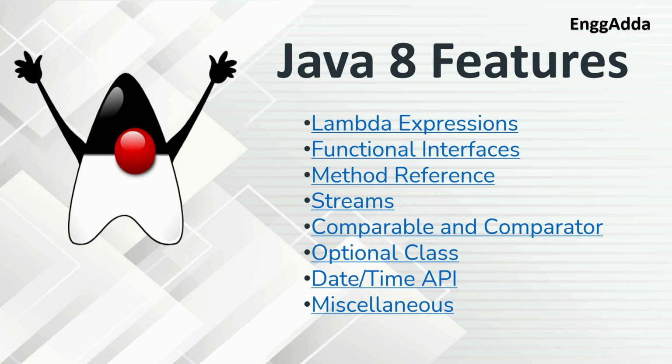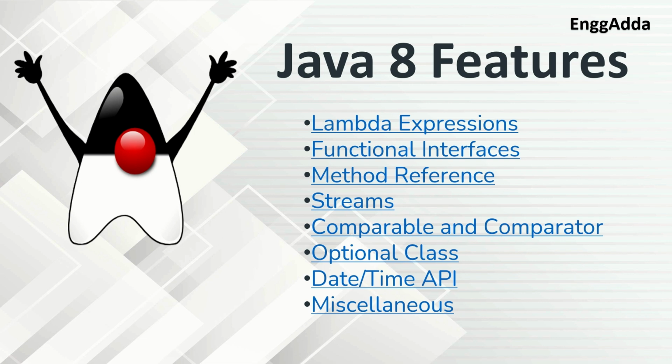Welcome to Engineering Adda. This is a series on Java 8, and in the previous video we discussed the Java 8 features very briefly. We discussed features like lambda expression, functional interfaces, method reference, stream APIs, comparable and comparator, optional class, date and time API, and some miscellaneous features.